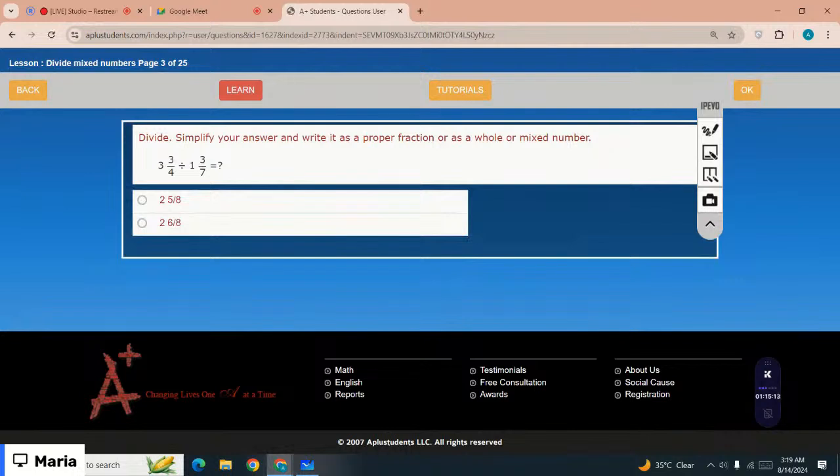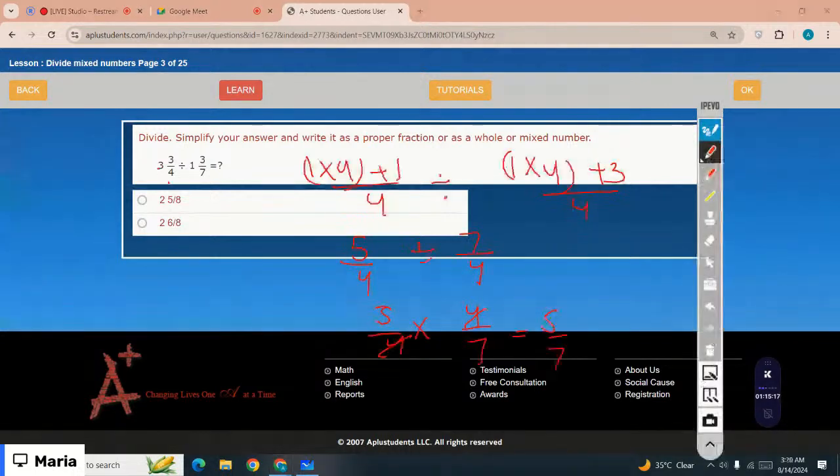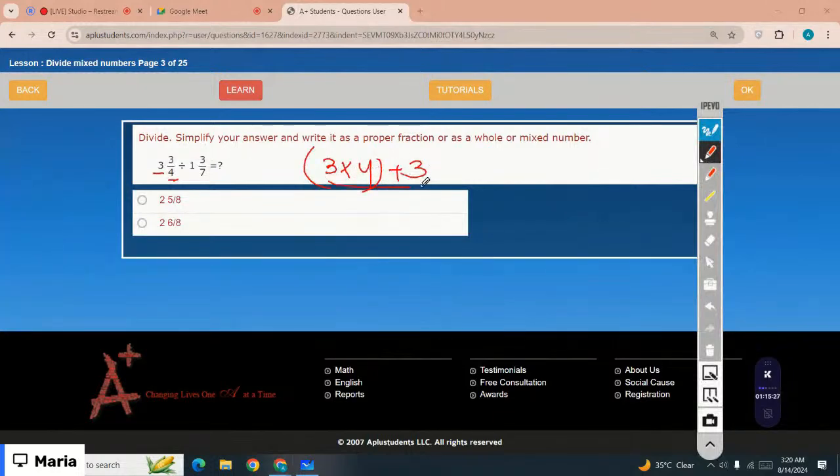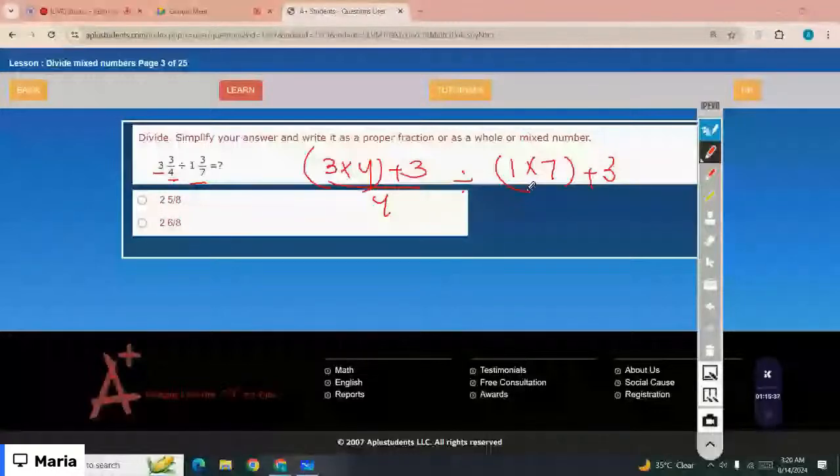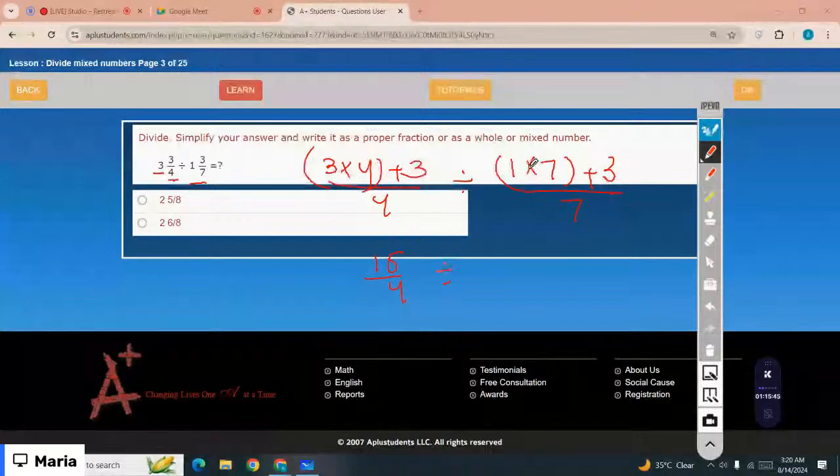The next one is 3 whole 3 by 4 divided by 1 whole 3 by 7. So let's just solve the question, right? The whole number times denominator, you have to convert them into an improper fraction first. You need to add the numerator. So you have to do the same, times denominator and plus the numerator, over 7. So 4 times 3 is 12 and 12 plus 3 is 15. That is 15 over 4, and 7 times 1 is 7 and 3 is 10 over 7.